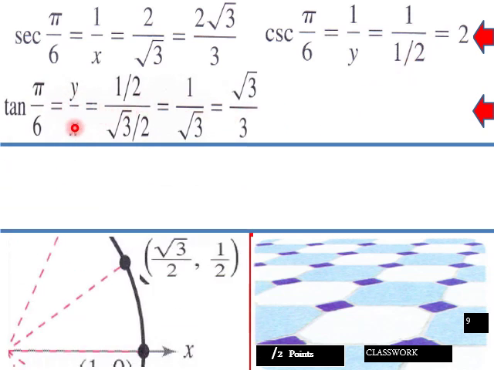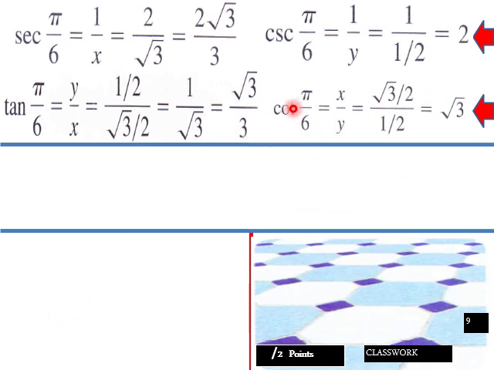And then our tan would be y over x. So we have this situation here. By the time we rationalize our denominator, we end up with square root of 3 over 3. And then cotangent of pi over 6 would be x over y, and we get square root of 3.